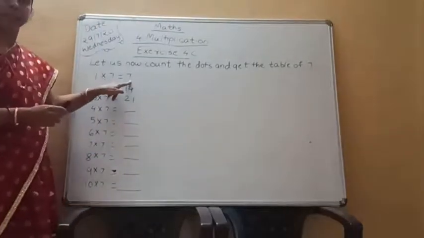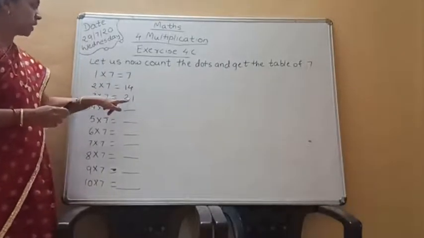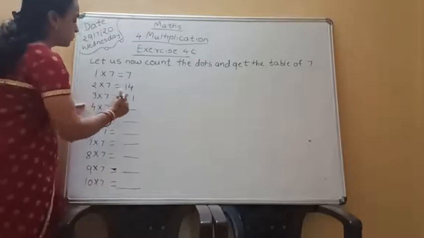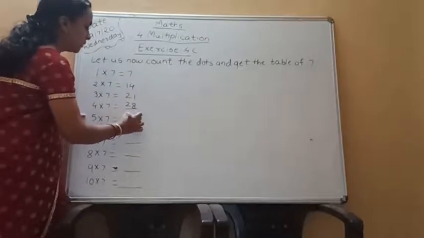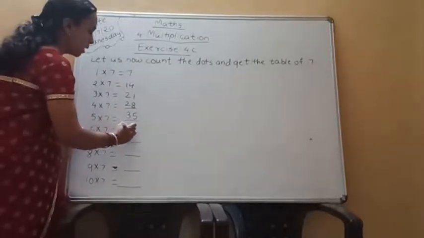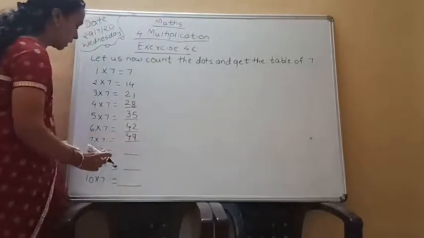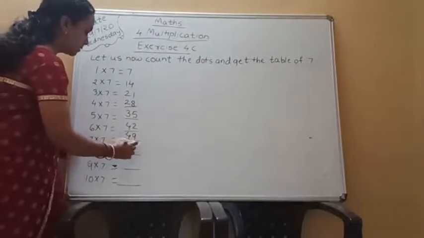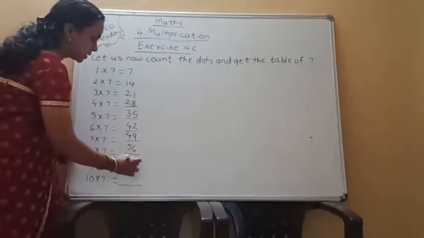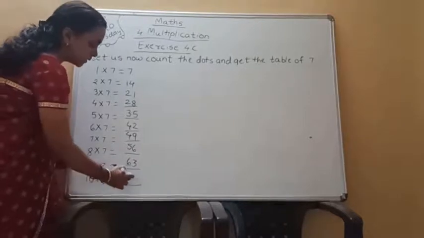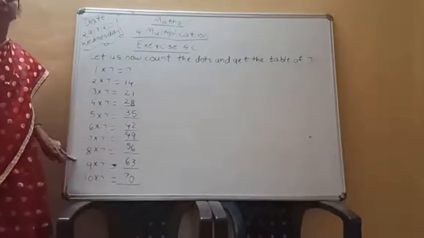7 1s are 7. 7 2s are 14. 7 3s are 21. Now 7 4s are 28. 7 5s are 35. 7 6s are 42. 7 7s are 49. 7 8s are 56. 7 9s are 63. 7 10s are 70. Okay, so in this way you have to complete this table.